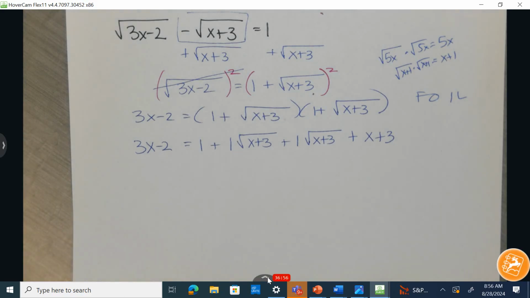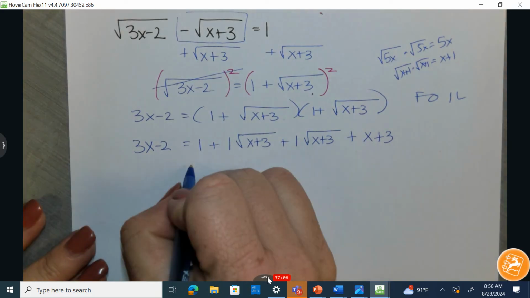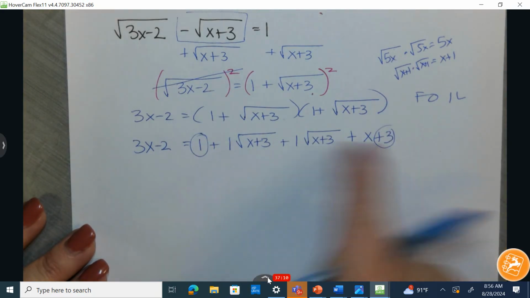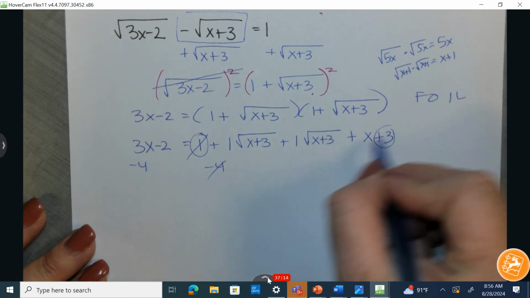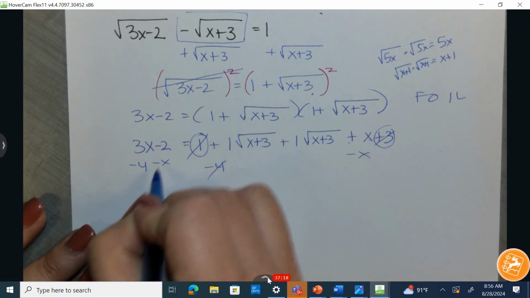David, what do you think should be my goal in the next step? Yeah, to get the ones that don't have a radical on the right to the other side. So I'm going to go, okay, I know that 1 plus 3 is 4. An opposite of positive 4 is a negative 4. An opposite of a positive x is a negative x.